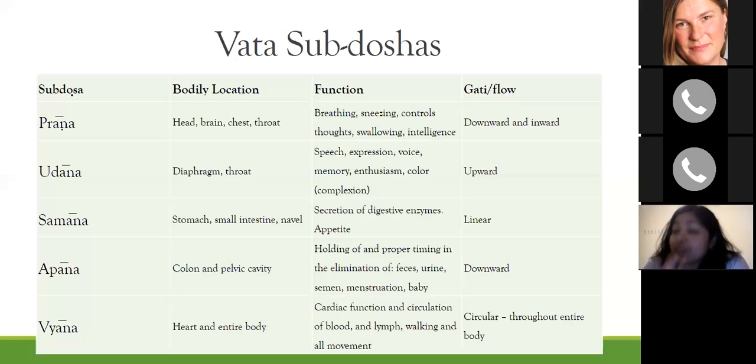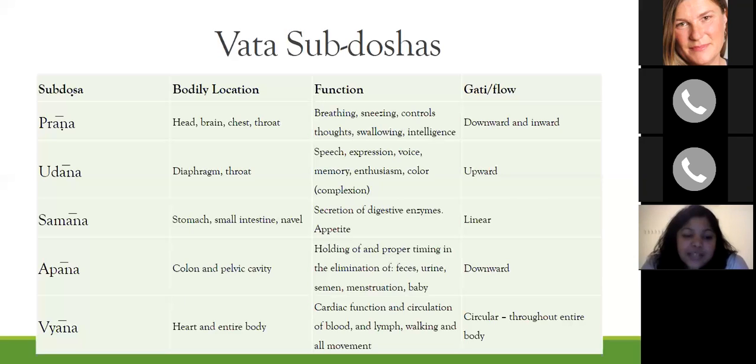So how do you feel hungry at that time? It's because of, again, the Samanavata. The major function of it, apart from just igniting the Agni, is that it helps with secretion of digestive enzymes. It is also responsible for regulating a person's appetite, and for holding food for the proper time. So secretion of digestive enzymes and the appetite. And the flow or movement of this type of Samanavata is linear, okay?